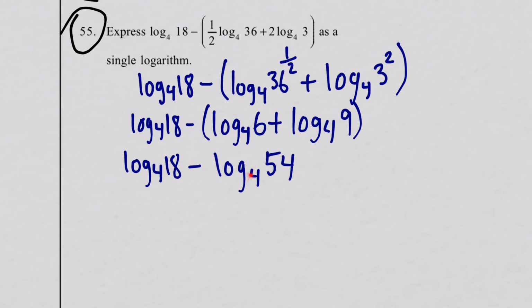And now that I've pretty much cleaned up the inside of the parentheses, I can subtract them using the quotient property. It's the same as the product property. If you add the two logs, you multiply these two numbers. If you subtract the two logs, you divide these two numbers. So it's going to be log base 4 of 18 over 54, which I'm going to simplify. Both of those can be divided by 18, so it's 1 over 3.